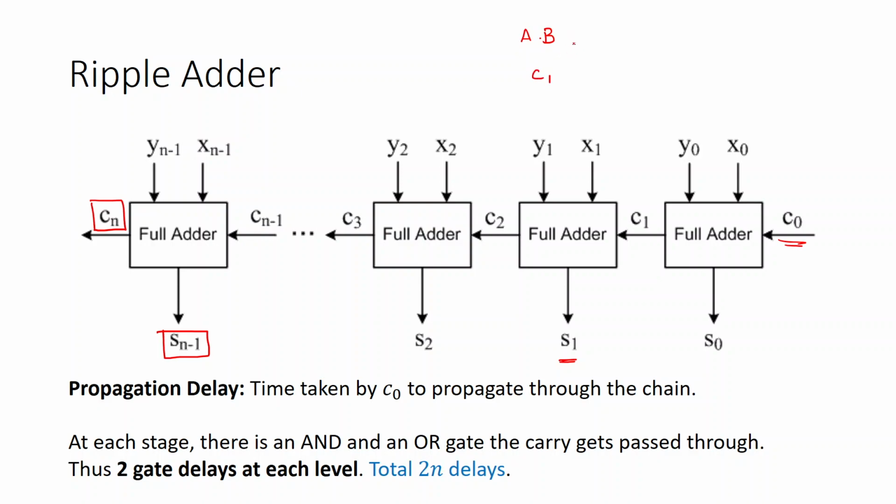and then there is also this a XOR b that has happened. Now you have to do a c1 dot a XOR b. So there is one level of AND operation, and then you take these two and do an OR operation, and you get the final carry out. So at each stage this is happening.